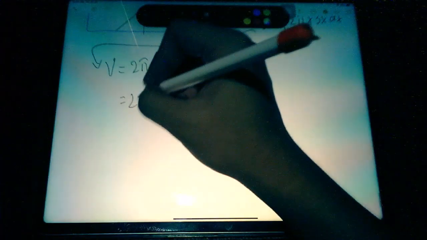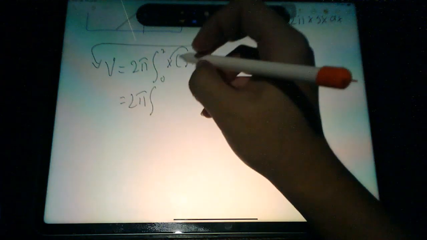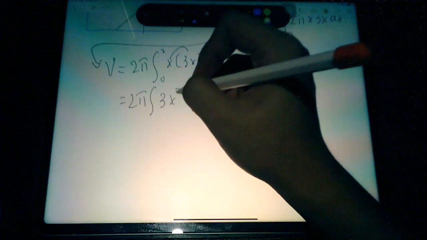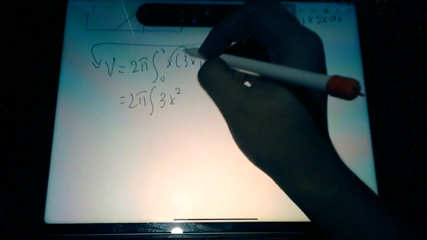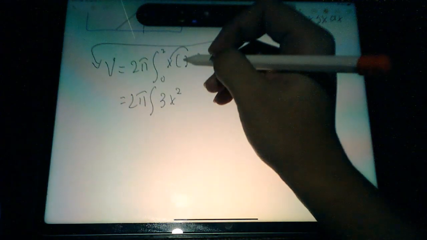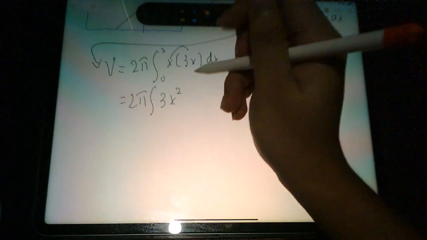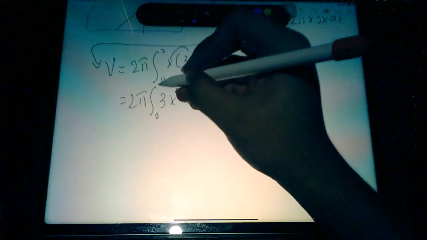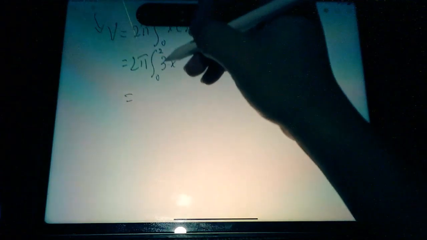2 pi, the integral of, so x times 3x is just equal to 3x squared, because remember the exponent rule: when multiplying, we just add their exponents. So from limits 0 to 2. Now we are ready to integrate our first problem.